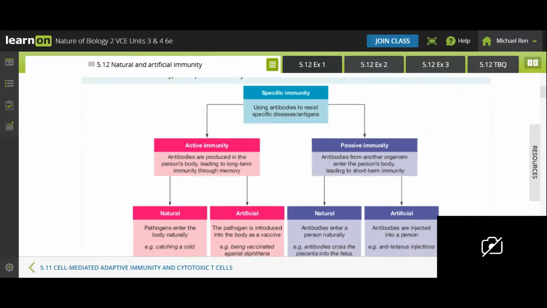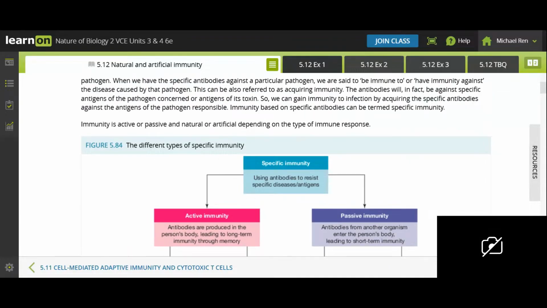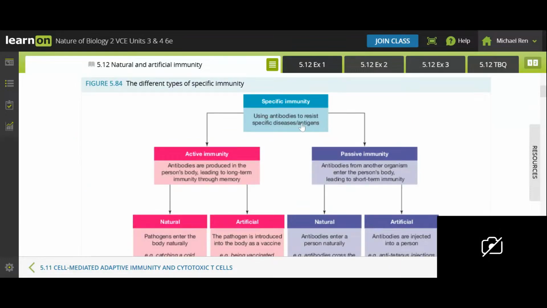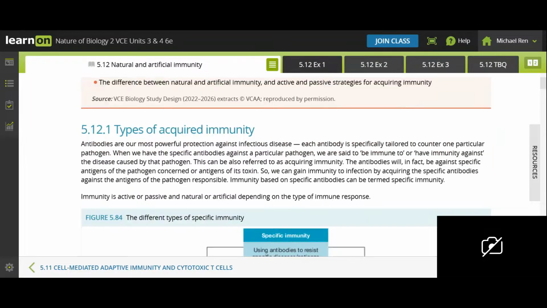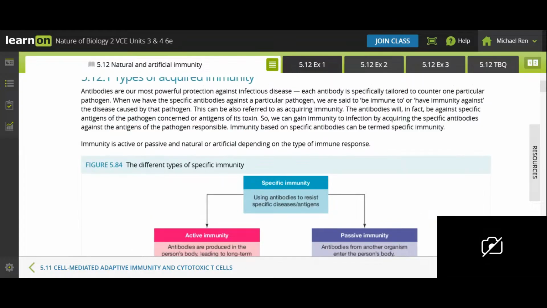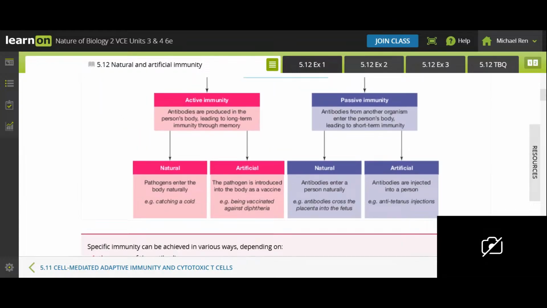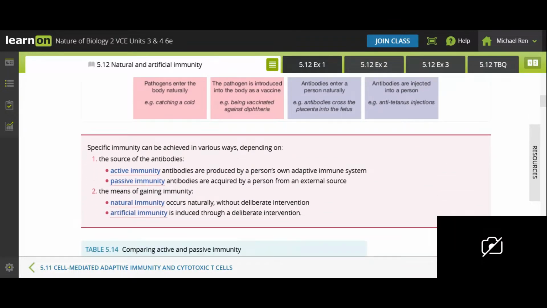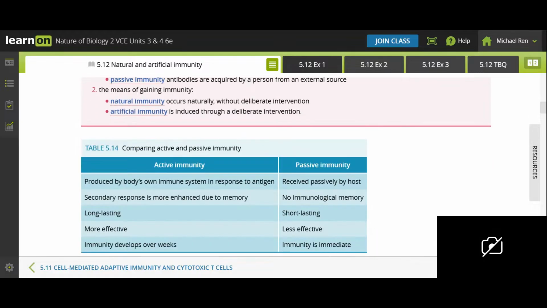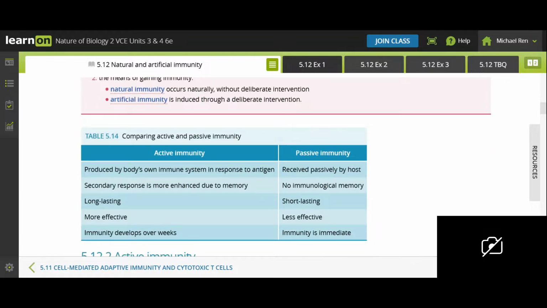All right, active immunity is basically the body produces its own antibodies, and it results in the production of memory cells, leading to long-term immunity. Passive immunity, the body does not produce its own antibodies; instead, it receives them from another organism. This results in no memory cells being produced, and as a result, short-term immunity. Natural is where immunity occurs naturally without outside intervention, and artificial is where immunity is induced through artificial, external intervention.